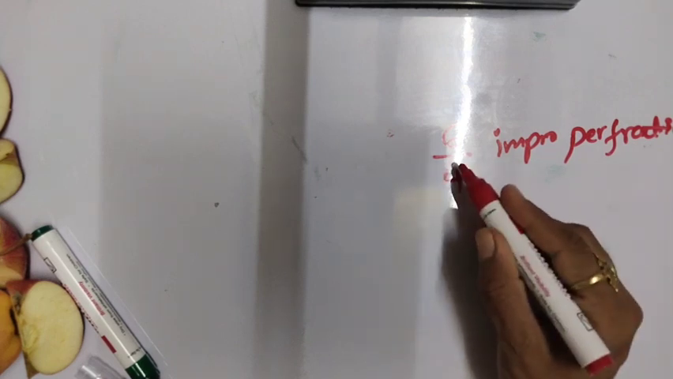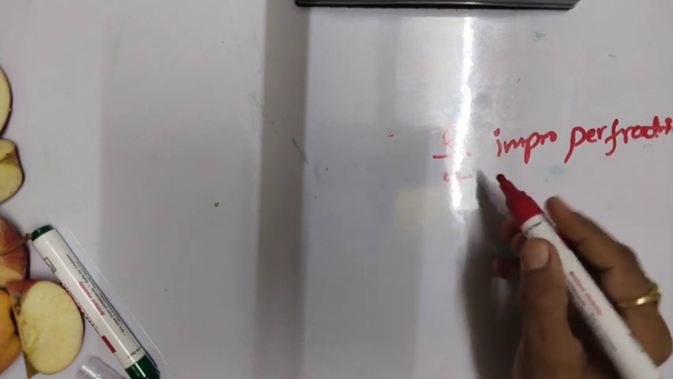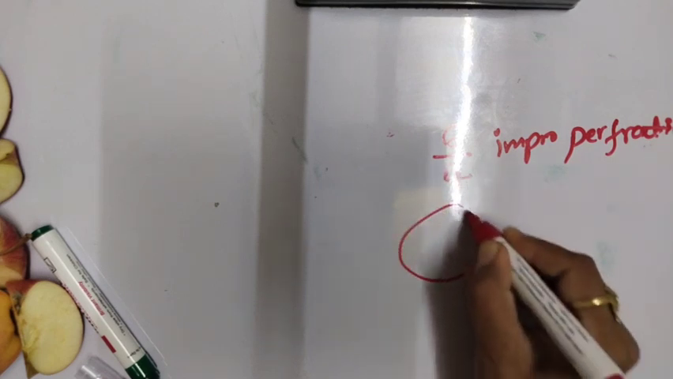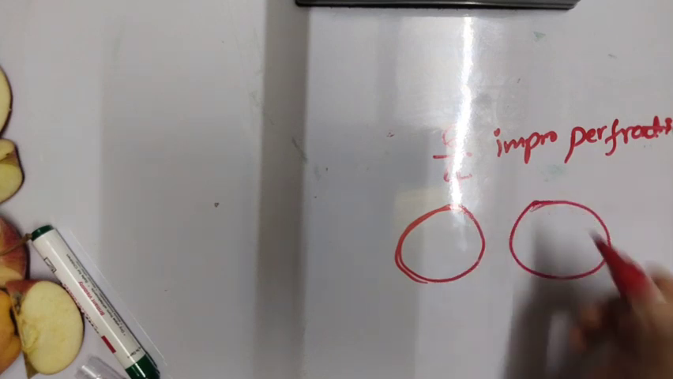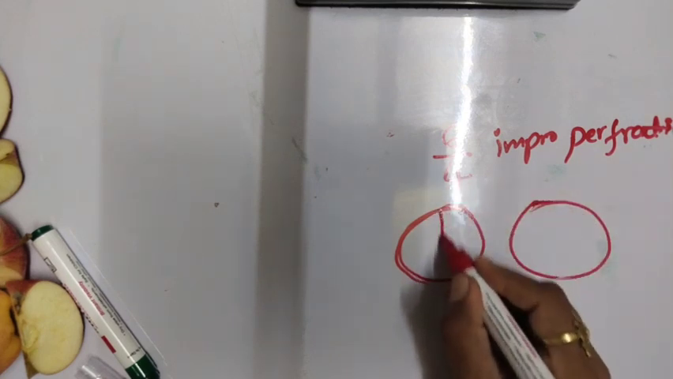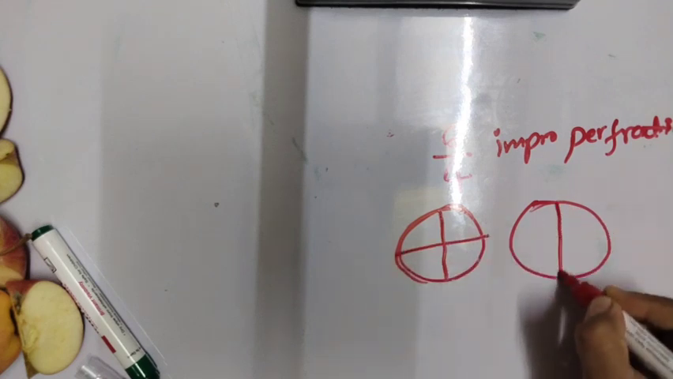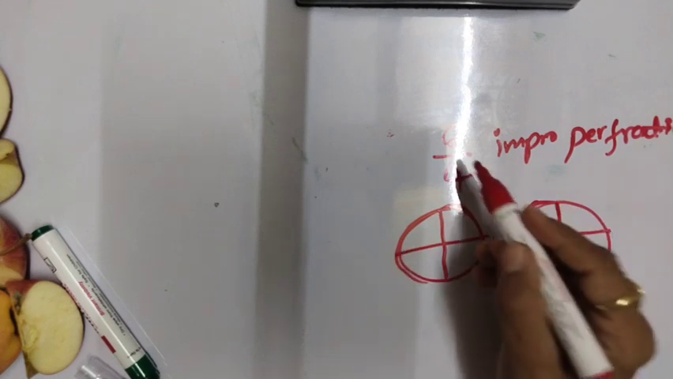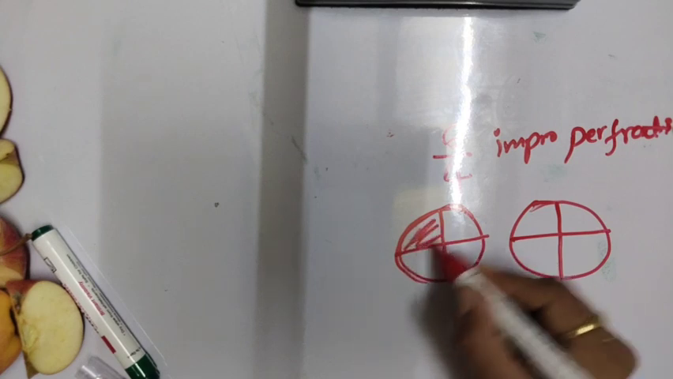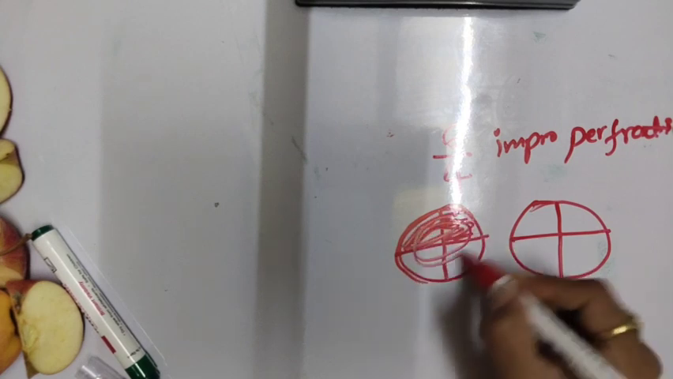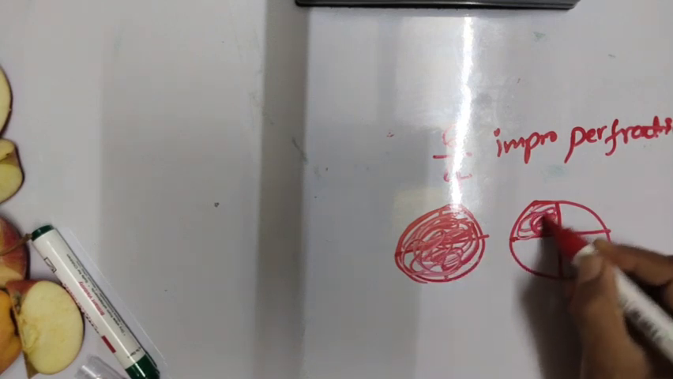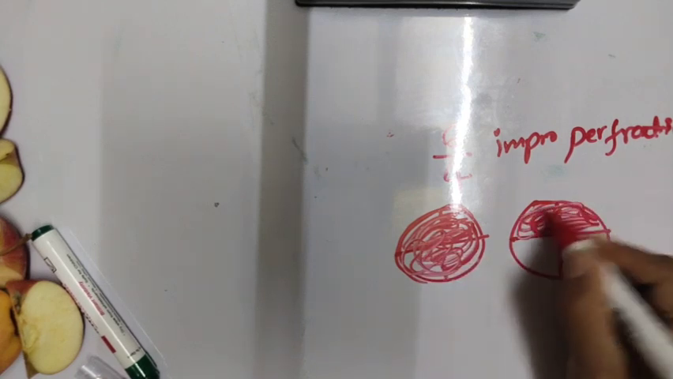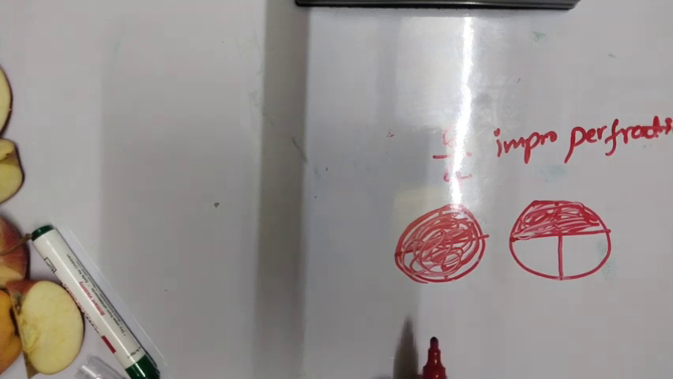In total how many parts are divided? 4 parts. Okay, we are going to take circles again. So in total 4 parts. How many parts do we need? 6 parts we need. So these are 4 parts, and in this circle we are taking 2 parts. This is the pictorial form for 6 by 4.